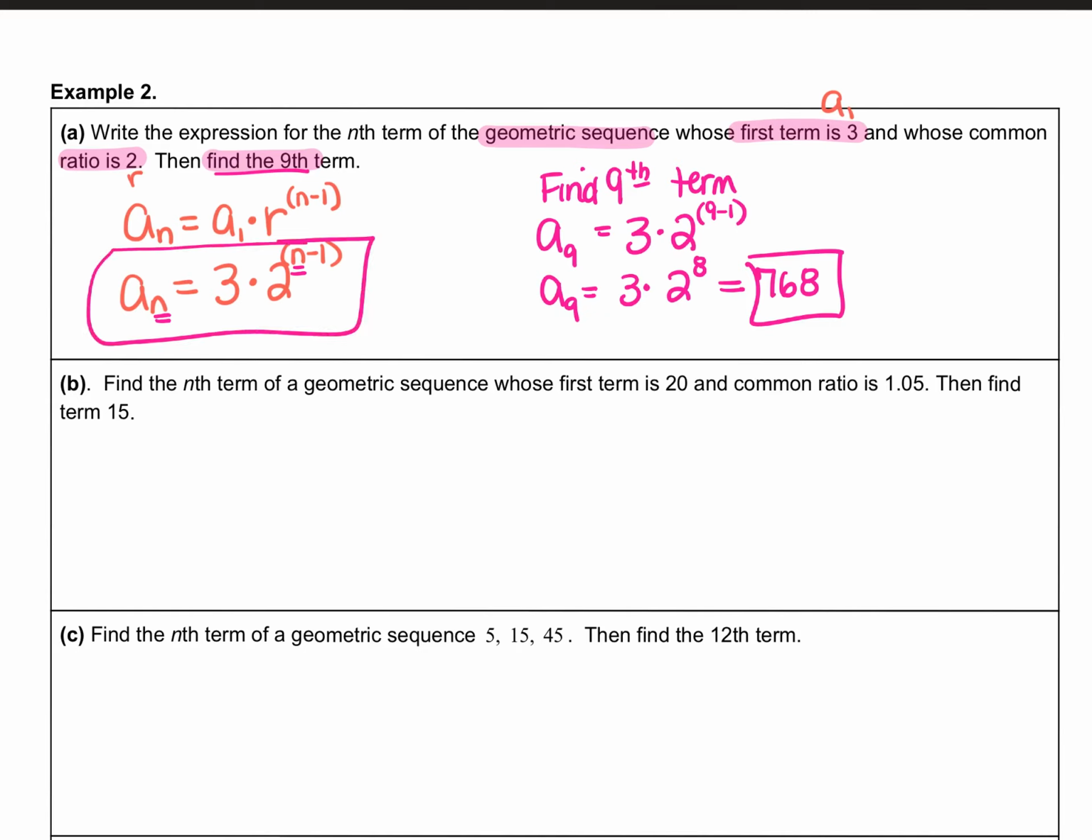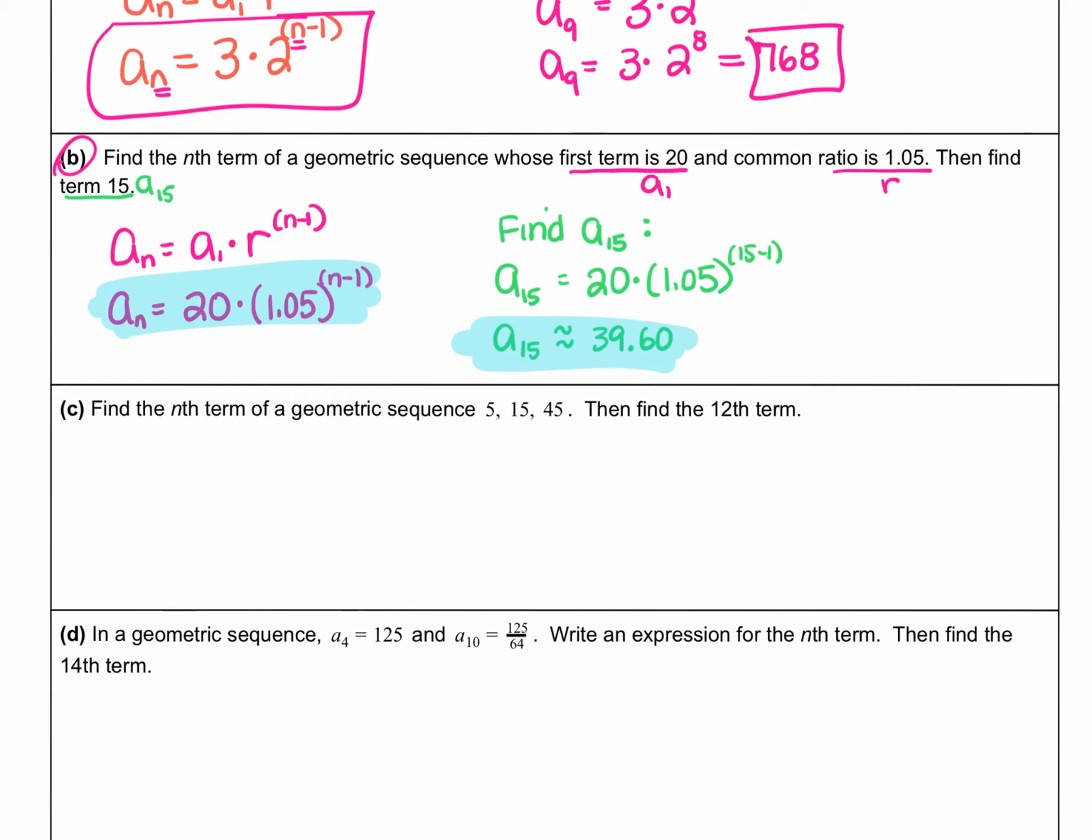Okay, I want you to try part B. Again, pause the video, see if you can come up with it, and then come back and check. All right, so the first thing I did, of course, was to write an expression for a sub n using my first term, which was 20, and my common ratio, which is 1.05. I put it in parentheses because it's a decimal, but you don't have to. Now I'm going to use that to find a sub 15. So I'm finding the 15th term by replacing n with 15 and evaluating. I used my calculator for that.